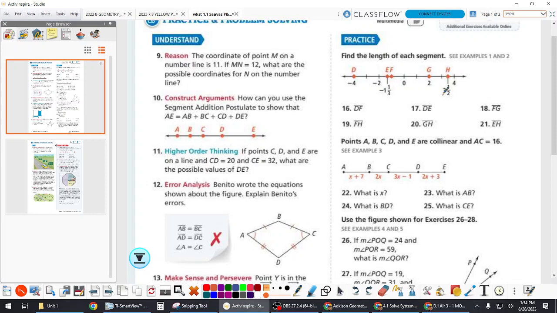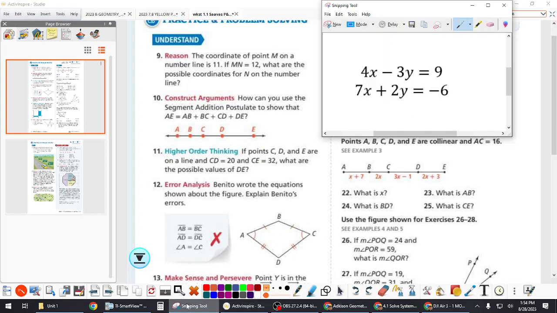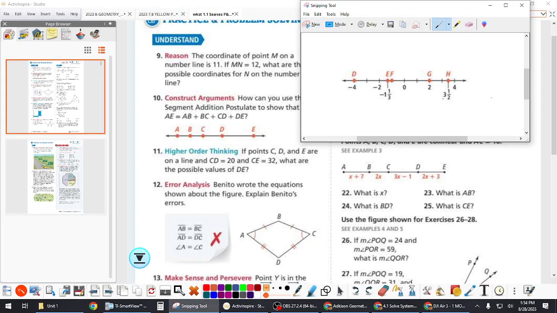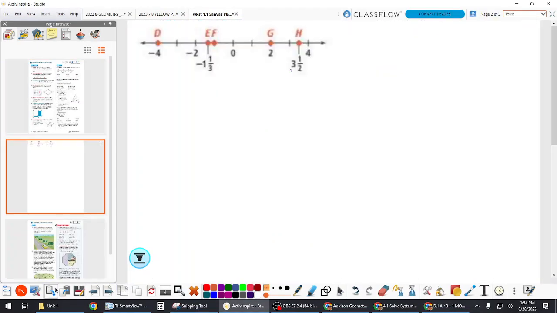So, give me a second to pull this, and that way we don't have to have all this other stuff around it. So basically we're doing this. Second number, if you want to call it that, minus first number. So it's 3 1/2 minus negative 1 1/3, absolute value. Why absolute value?